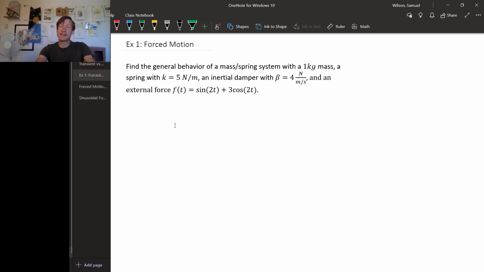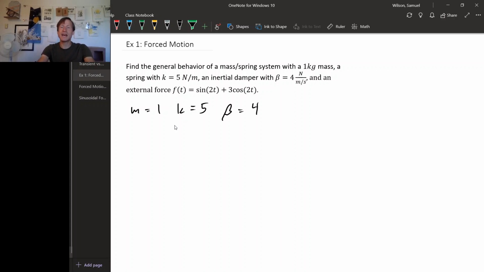Let's look at an example of a mass spring system that has some external forcing just to see what happens when we find a full-blown solution to this sort of thing. So here we have a mass spring system with a 1 kilogram mass, so mass is going to be 1, a spring with spring constant 5 newtons per meter, so 5, and an inertial damper with damping coefficient 4, so 4 newtons per meter per second.